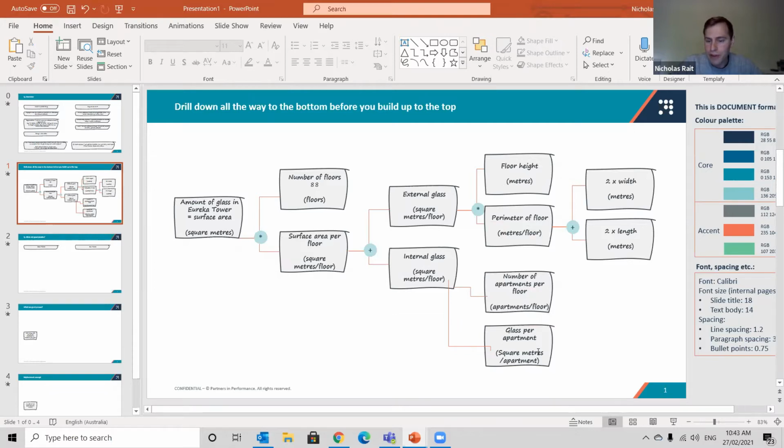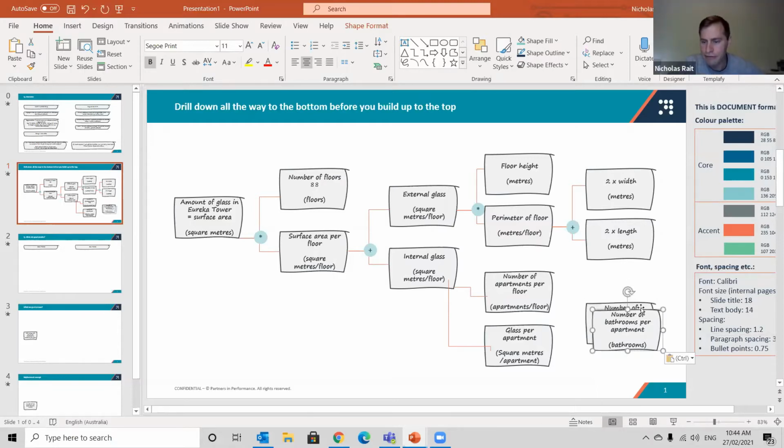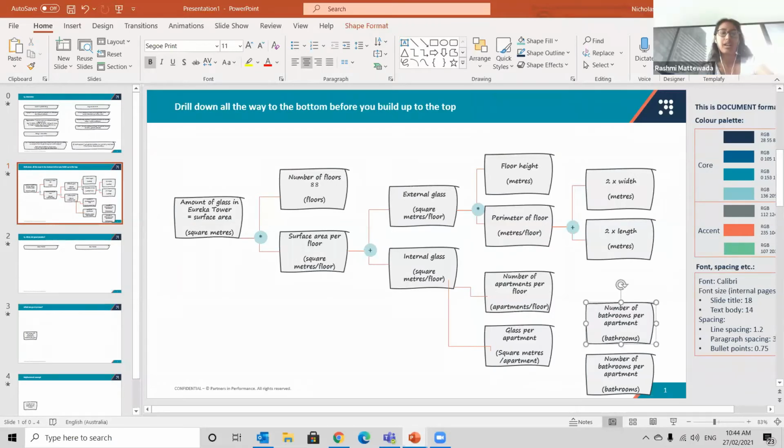So we've got a number of apartments with glass per apartment, and then for glass per apartment, you're saying you're looking at number of bathrooms per apartment? Yeah. And so what's the unit on that? Just a pure number of bathrooms. Just bathrooms, yeah. And then if you have square meters per apartment, what's the unit that you need to get from bathrooms to glass? Glass per bathroom. Yeah, great. In square meters. Yep.